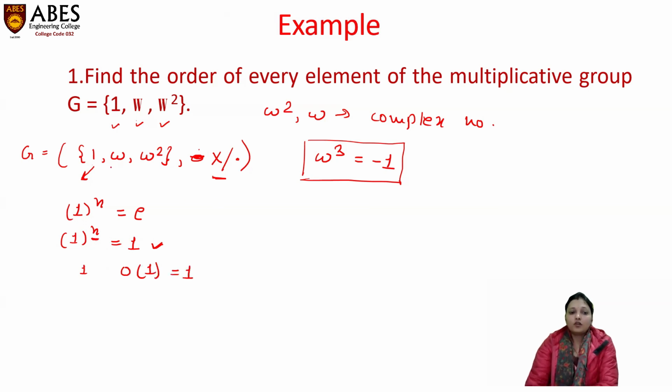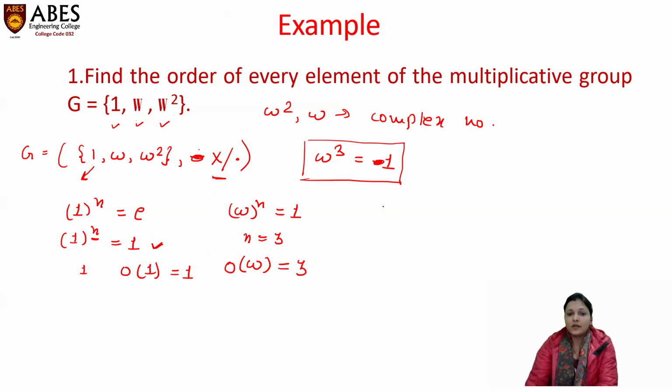To calculate the order of omega, what power of omega will give you the identity element? We know that omega cube is, not -1, sorry, it is 1. Omega cube is 1. So here n will be 3. So order of omega will be 3.